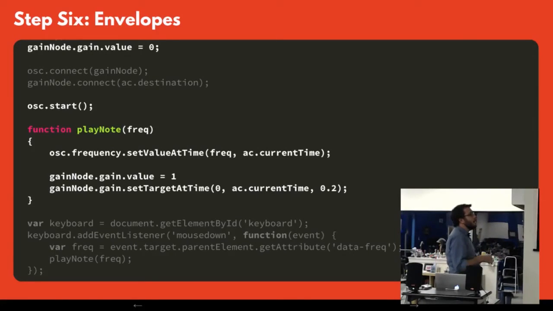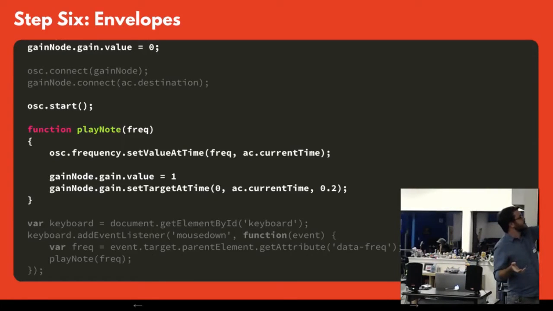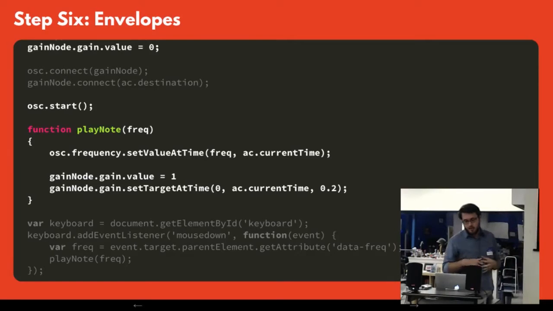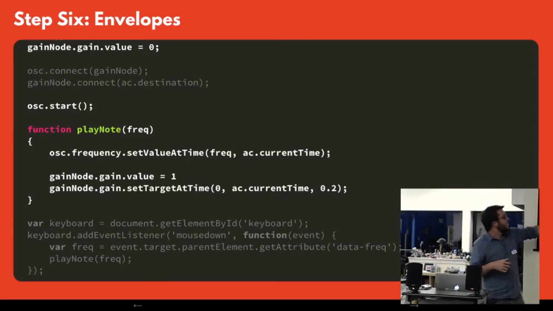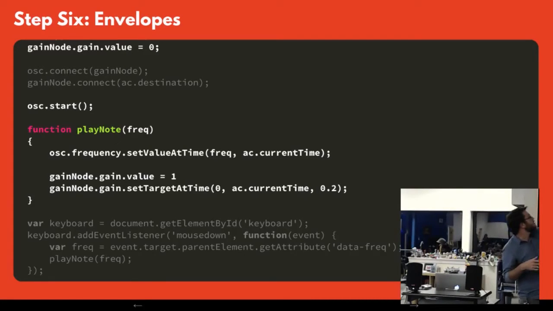And if you look up the web audio APIs, you'll see these functions: set value at time and set target at time. Set value is specifically for the oscillator, and set target at time is specifically for the gain node. For set target at time, it's saying, right now I set the volume all the way up, and then in 0.2 units of time, I want you to set it down to 0.